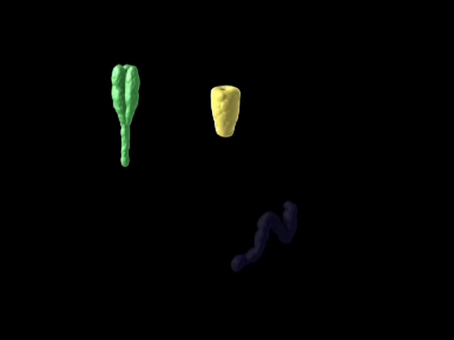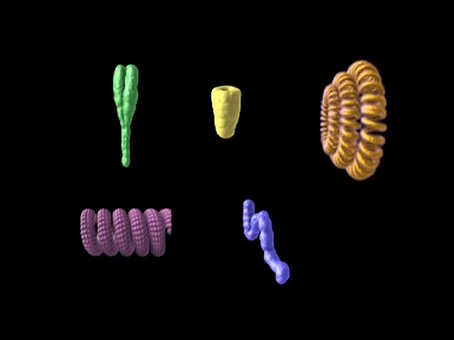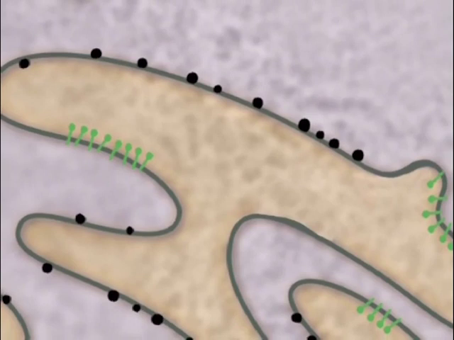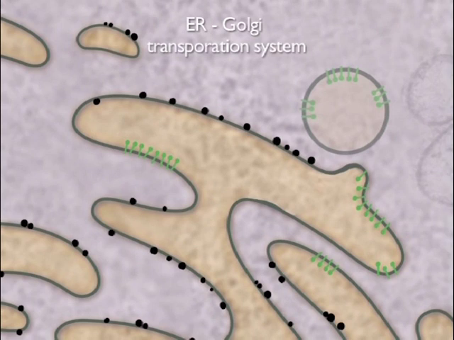As soon as sufficient viral structural proteins are produced and enough new genome copies have been made, the new variants can be assembled. The envelope proteins are translated on the surface of the endoplasmic reticulum and are partially inserted into the lumen of the ER. Then the envelope proteins begin to travel through the ER Golgi transportation system, also called the exocytic pathway, to the plasma membrane.